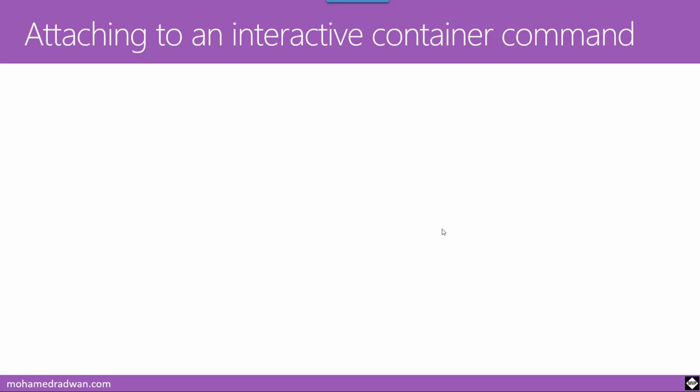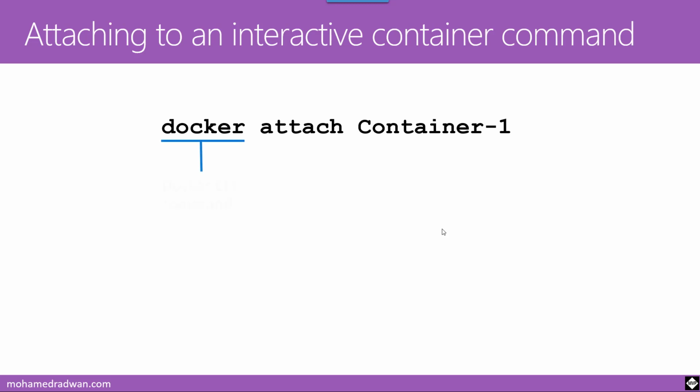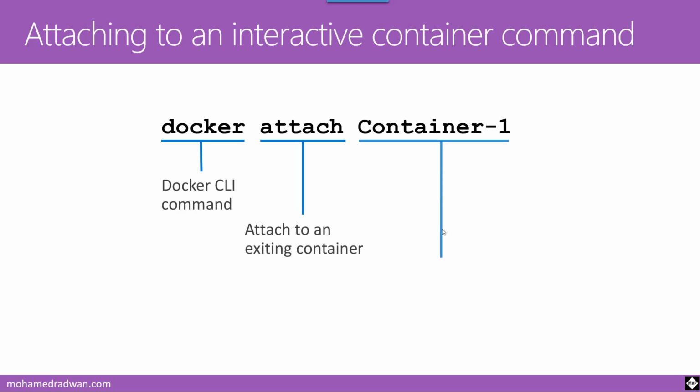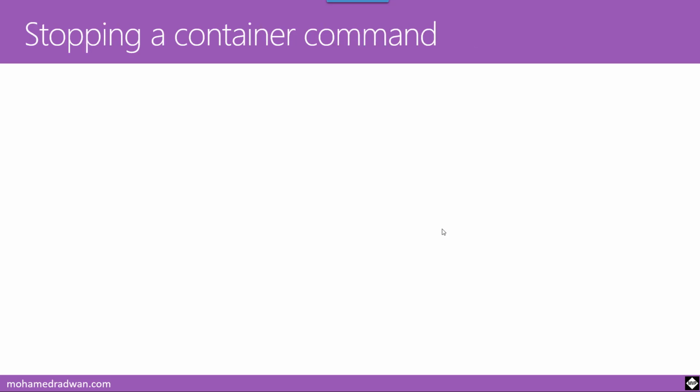I can also reattach to the interactive container by executing docker attach and specifying which container I want to attach to. This is the Docker CLI, this is the attach command, and this is the container name or container ID. Stopping a container command: I can execute docker stop container1.